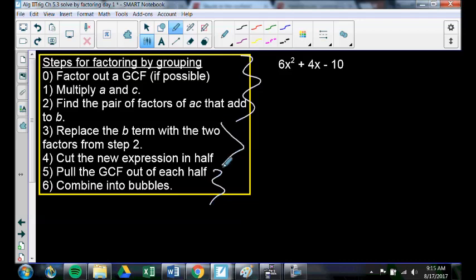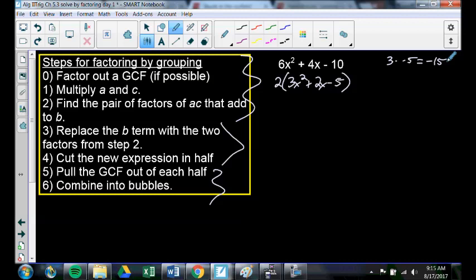First, whenever you're factoring, pull out a GCF. In this case, I can pull out a 2. And that 2 just hangs out, just sits there outside this whole entire time. Don't worry about that, but don't lose it. Next, after you've pulled out the GCF, which I call step 0, step 1 is to multiply A and C. A times C is negative 15.